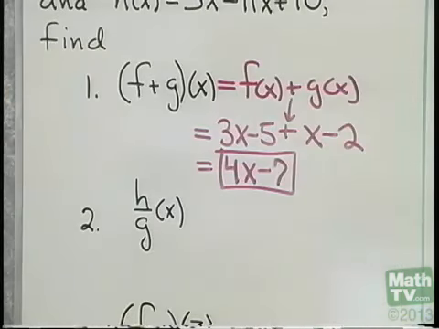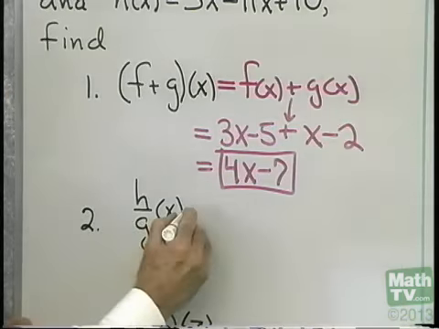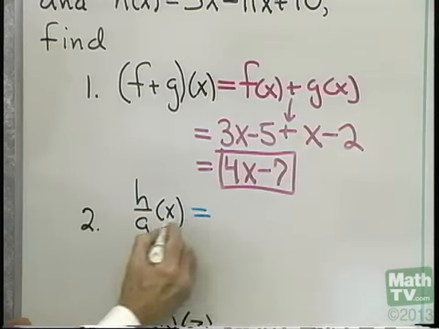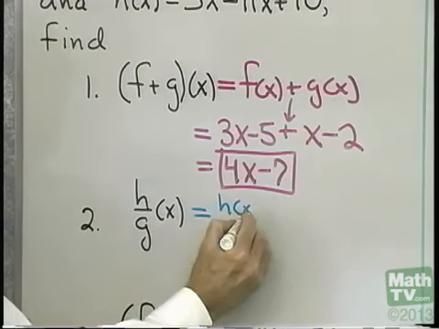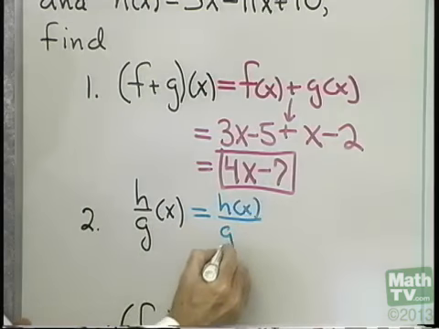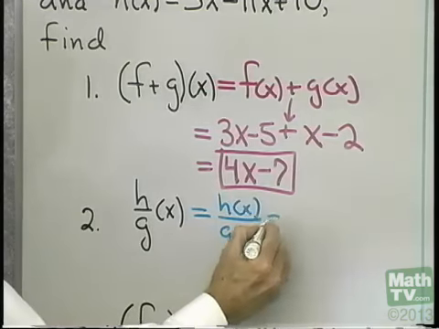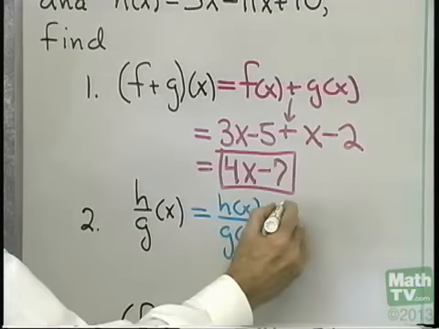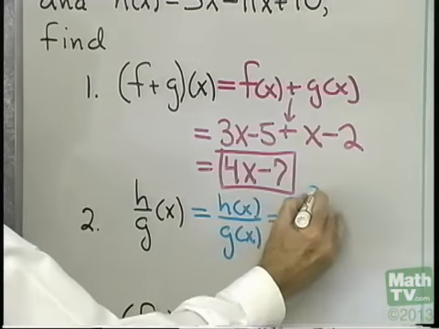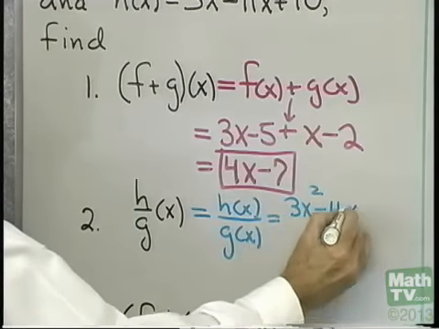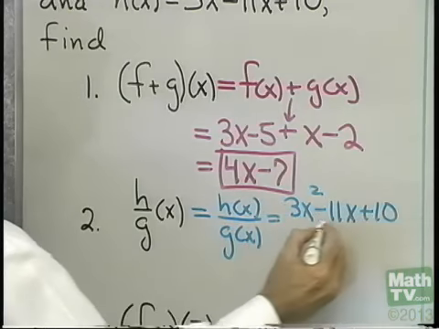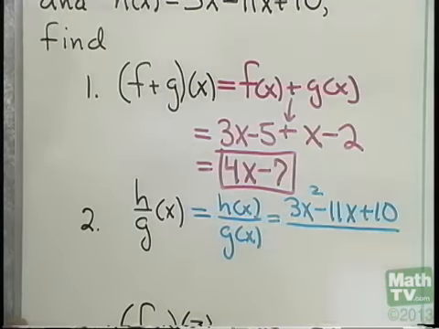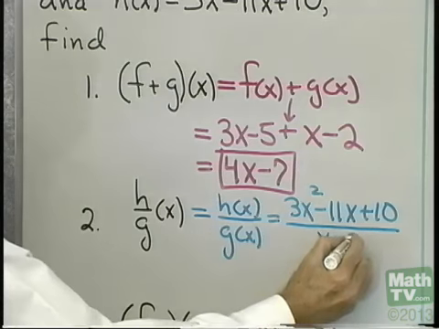Here I have the quotient of two functions, h over g of x. So I want to see what that's going to come out to be. So the definition for the quotient of two functions is going to be just their quotient, h of x over g of x. Now I'll go up to my list and I'll write down h of x, which is 3x squared minus 11x plus 10. And that's all over g of x, which is x minus 2.